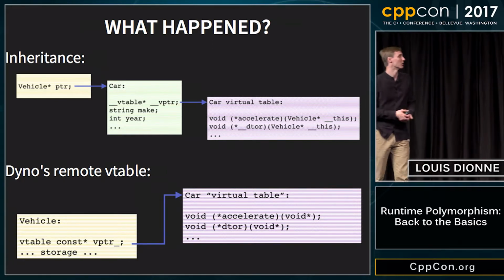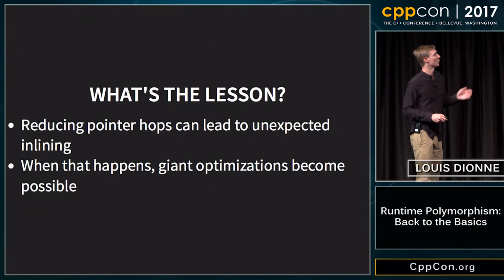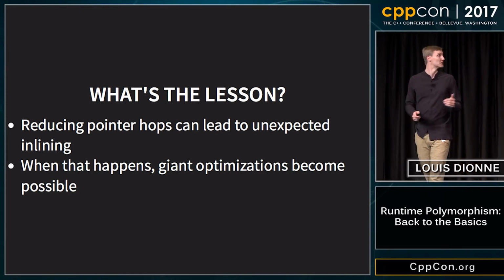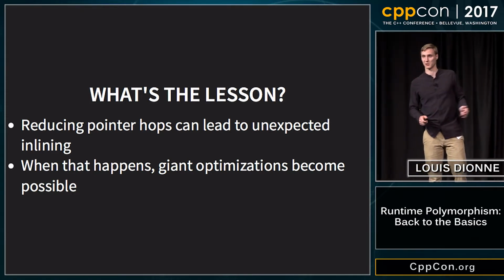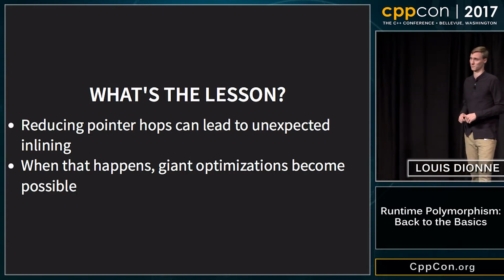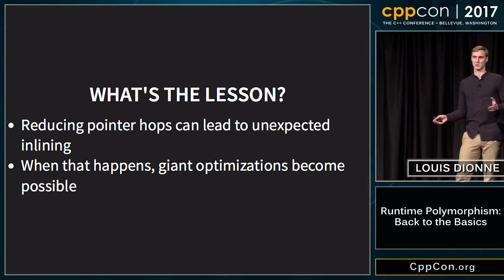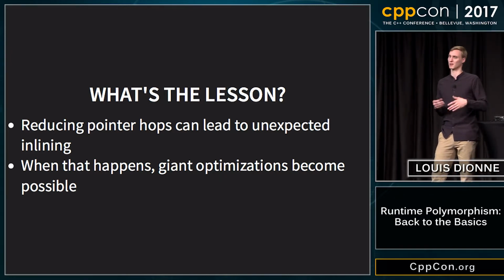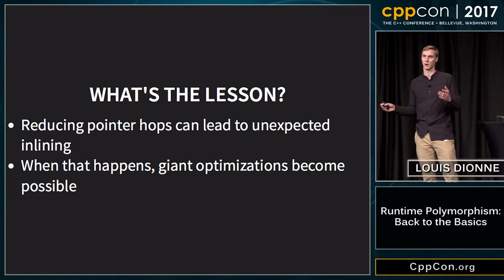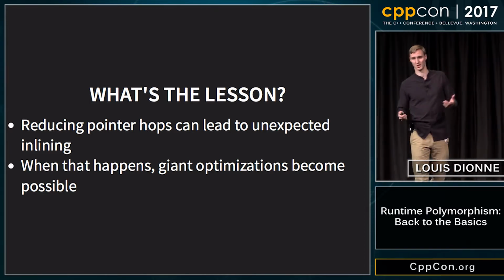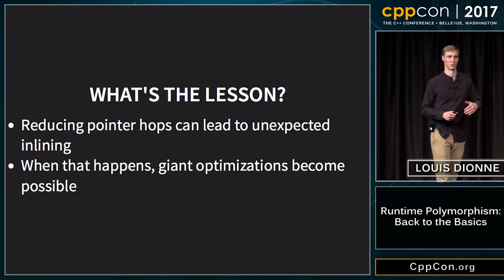I'm not a compiler engineer, but I think the lesson is that, generally speaking, reducing pointer hops can lead to unexpected inlining, and when that happens, the gains could be crazy. So in a real-world system, you may or may not have a place where that could actually help. But if you do, you might be leaving lots of performance on the table. So it might be worth trying to play around with. Yeah.